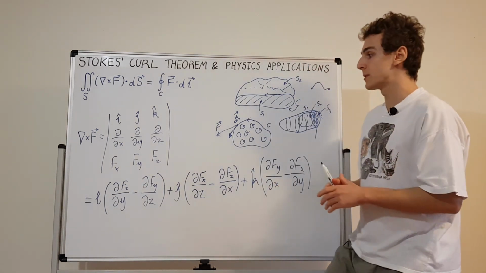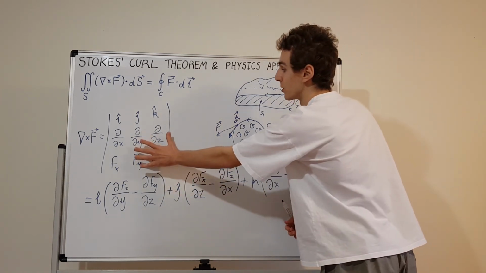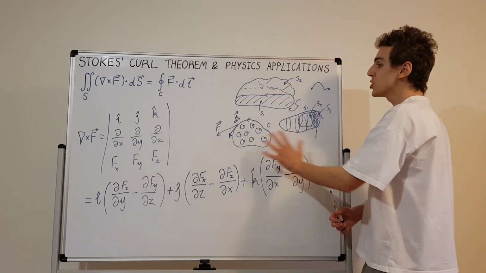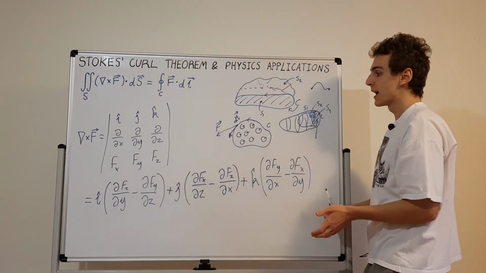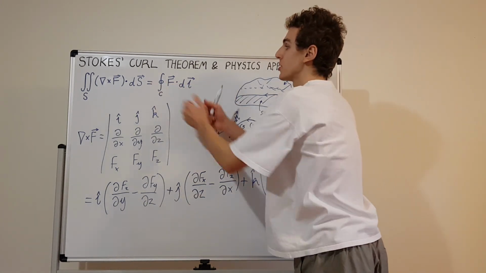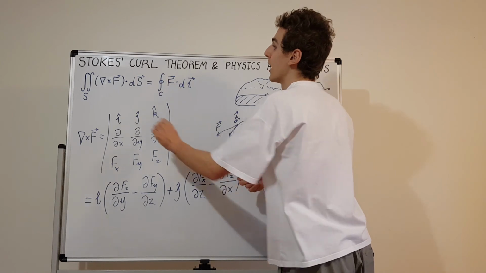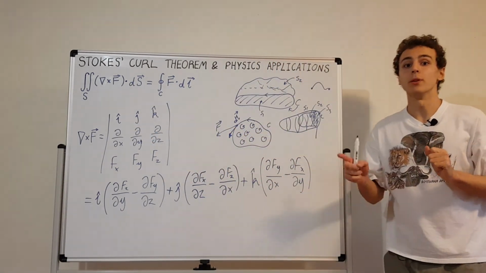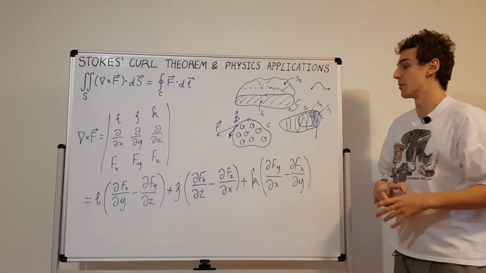What I want you to take away from this video is how to compute curl, a good way to remember how to compute curl with this 3x3 determinant, a visual intuition as to how Stokes' theorem can actually be used, and also the representation of Stokes' theorem with these integrals, with this line integral and this surface integral. I want you to think about the balloon example. Think about the bubble example.